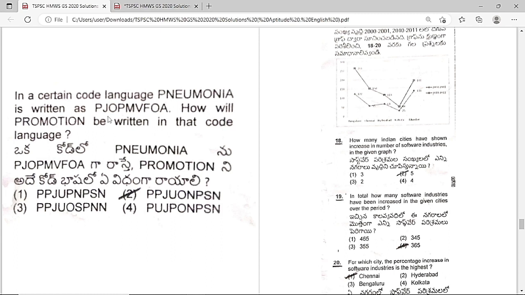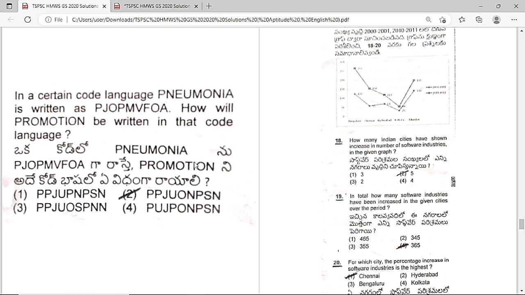So if you see clearly, in a certain code language, PNEUMONIA is written as PJOPMVFOA. Then how will PROMOTION be written in that code language? Basically, with the help of some code language, we have written PNEUMONIA as PJOPMVFOA. Then how PROMOTION is written in that code language, we need to figure out. So there are four options, option B, PPJUONPSN.